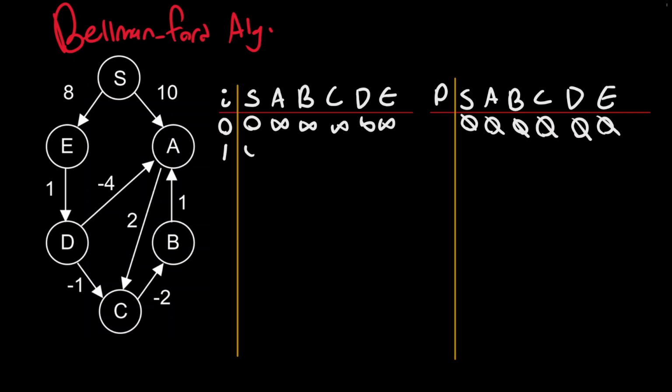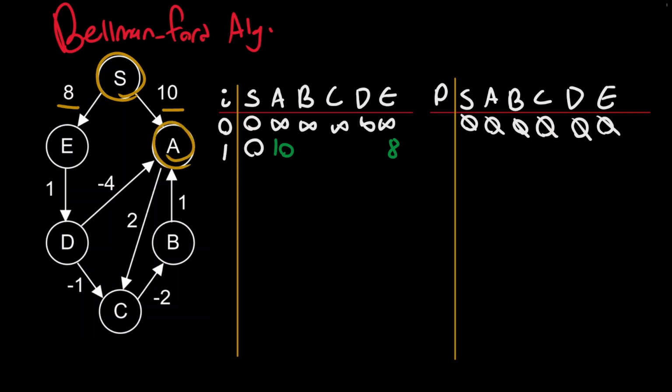In our first iteration, we're going to bring down the 0, and we're going to start with S, and S is going to look out, and we're going to see this 8 and 10. So the new shortest paths to A and E: A is going to have 10, and E is going to have 8. And now those are all the outgoing edges from S, so we'll move on and examine A.